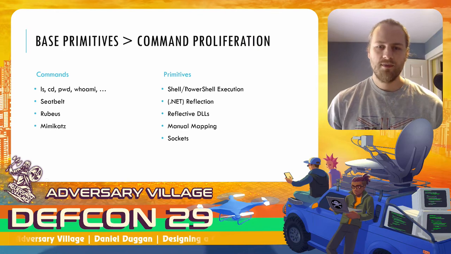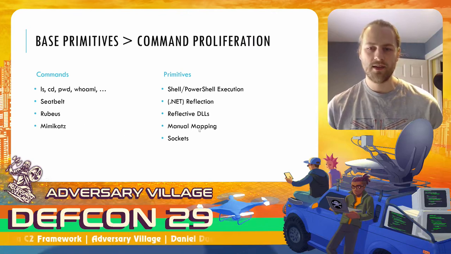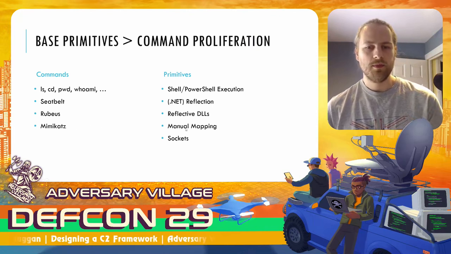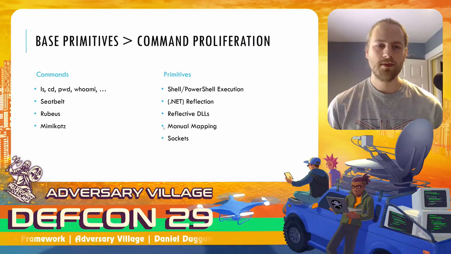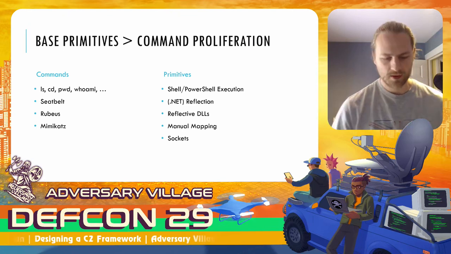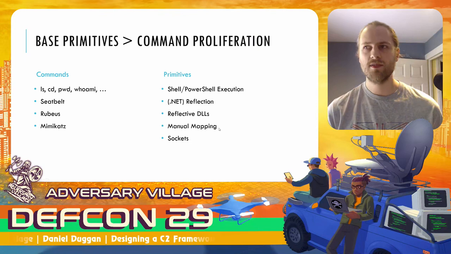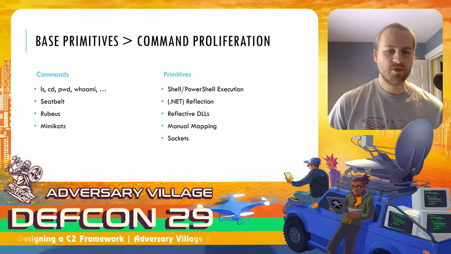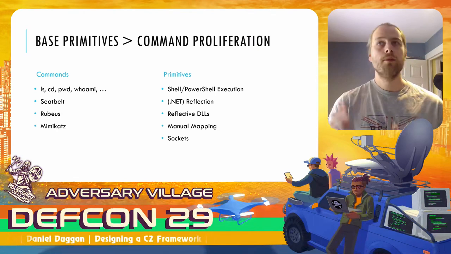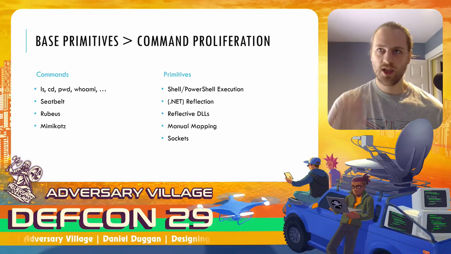So the base primitives are more about what allows these commands to actually happen. Mimikatz is tied to manual mapping in C# anyway. So instead of providing a Mimikatz command, you could provide some sort of means of manual mapping in your implant. That will allow the user to send down an arbitrary DLL or executable, map it into the implant, execute it, and send the results back. You can also expose reflective DLLs, .NET reflection, PowerShell, sockets, whatever you want. But the more easily you expose these base primitives to your operator, the more easily they can write custom commands for your implant.